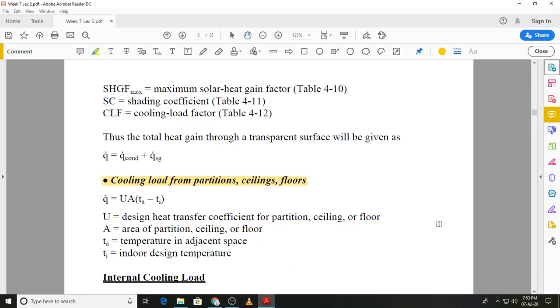The cooling load from partitions, ceilings or floors. I told you that ceilings and floors can also act as partitions depending on the construction. And to calculate the rate of heat gain through partitions, again the standard heat transfer equation is used, that is Q is equal to UA delta T, and this time delta T is T A minus T I, where T A means the temperature in the adjacent space. It could be a room, it could be a basement, as I said, it could also be a room on the upper level. And we are assuming that because it's a heat gain, the temperature in the adjacent space is higher than the temperature inside the conditioned space.